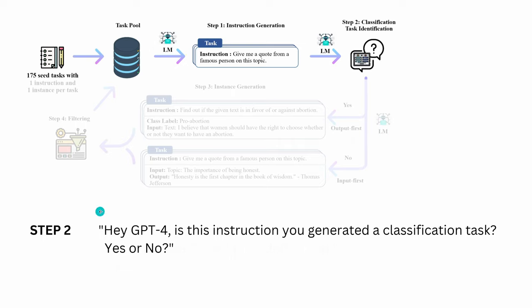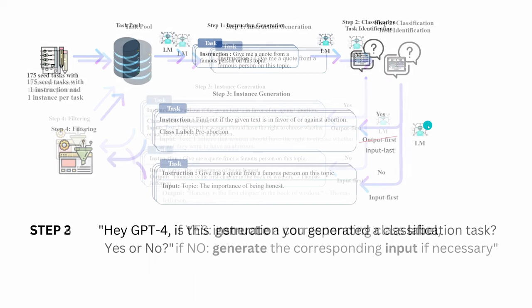Now you see, there is now an output here again. So step two is, hey, ChatGPT-4, we ask, is this instruction you generated a classification task? Yes or no? The authors decided it is important to separate out all classification tasks, you know, this is a car, this is an aeroplane, this is red, blue, green, or yes and no answers. So everything that has a class with class labels attached to it, they want to have a specific instruction set for this. So beautiful.